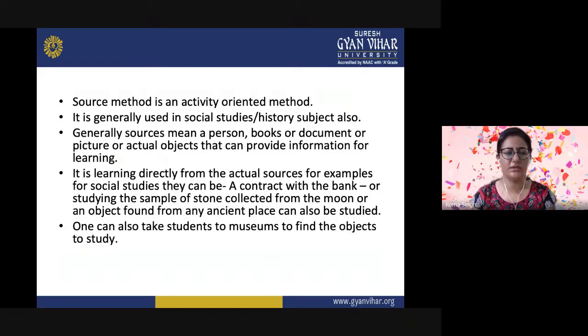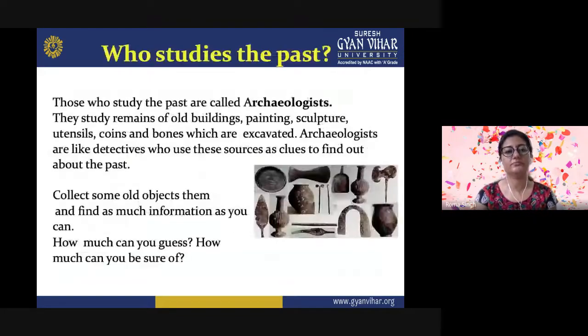Generally, sources mean a person, books, documents, pictures, or actual objects that can provide information for learning. So it is learning directly from the actual sources. For example, for social studies, it can be a contract with a bank, or one can also take students to museums to find objects to study.